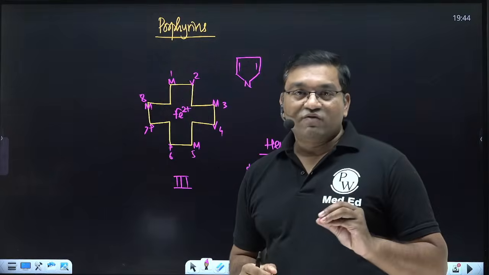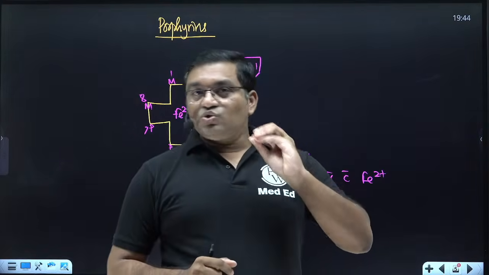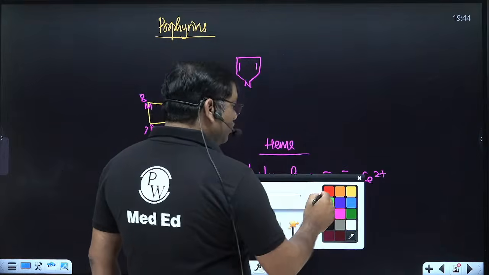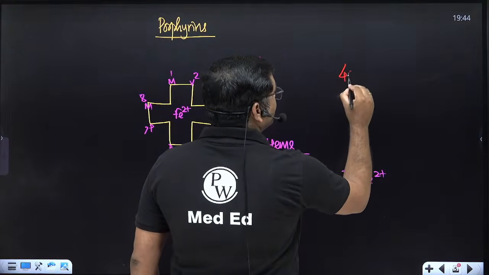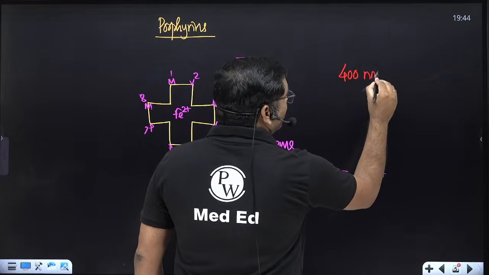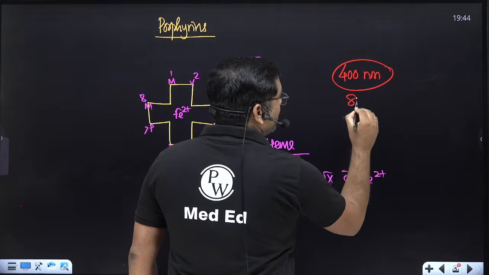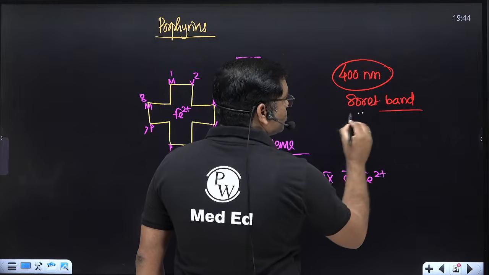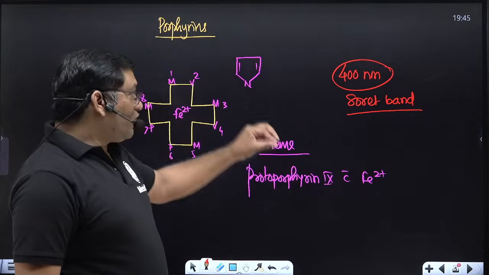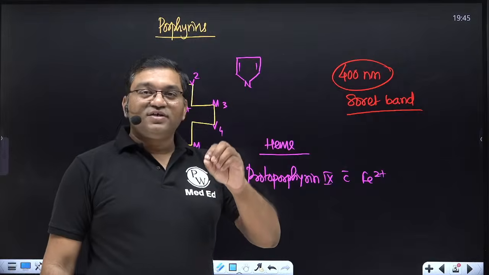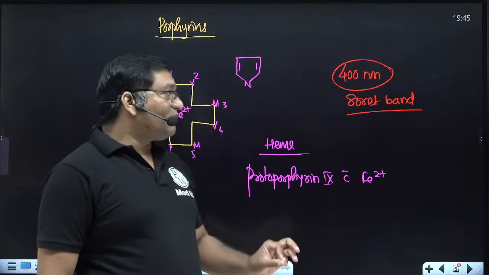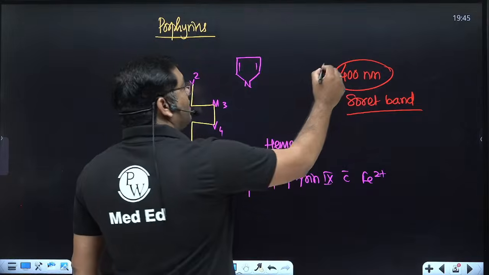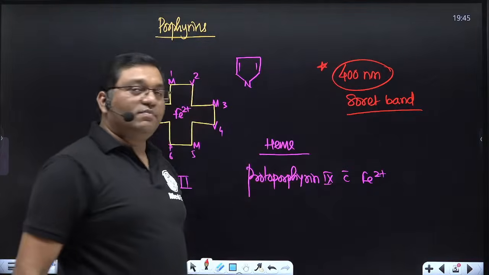In short, porphyrins show characteristic absorption spectra at 400 nanometer, that is known as the Soret band. Porphyrins show characteristic absorption spectra at 400 nanometer, known as the Soret band. This can be an MCQ.